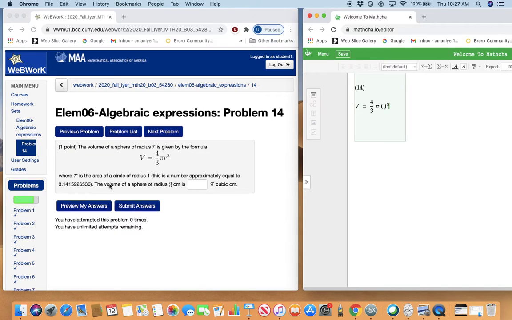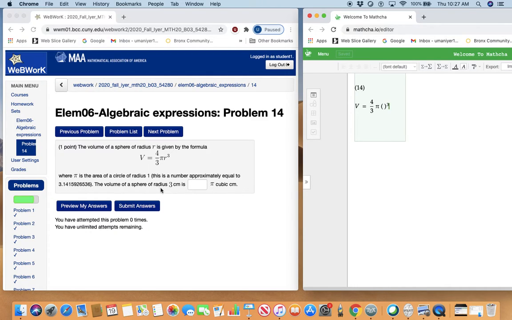Variable power 3. Pi is the area of the circle with radius 1. It is approximately this. Alright. So notice the answer has a pi. So they don't want you to replace that pi by this number. They want you to leave the pi alone.